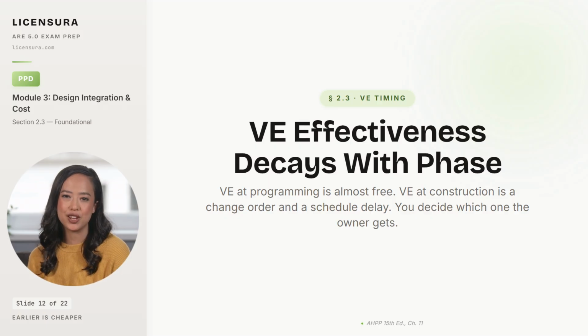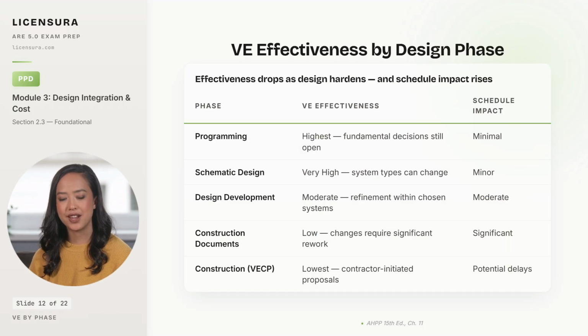You will face exam questions that ask when to run VE and what the trade-off is. And the wrong answer is always to defer VE to a later phase because nobody had time earlier. The architect who defers VE is the architect who personally absorbs the redesign cost when the owner files a malpractice claim for the operating shortfall. Let me walk you through VE effectiveness phase by phase and what the schedule impact looks like. 5 phases, 5 effectiveness levels, 5 schedule impact bands.